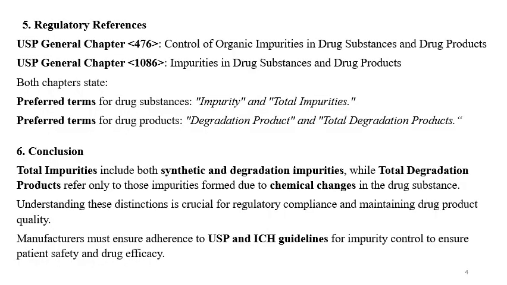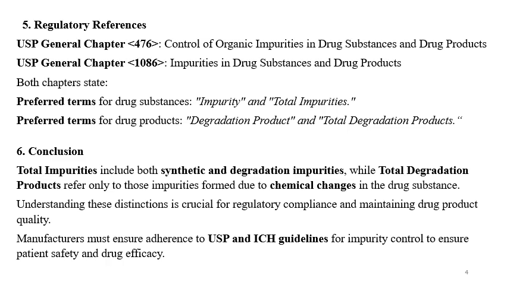Now we'll see the references. USP General Chapter 476 and 1086. Chapter 476 provides information for control of organic impurities in drug substances and drug products. Chapter 1086 provides information on impurities in drug substances and drug products. Both chapters have the preferred terms for the drug substance, impurity and total impurities, and preferred terms for the drug products, degradation product, and total degradation products.